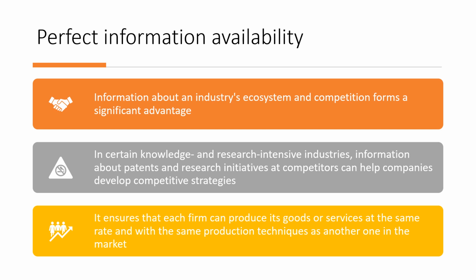Over to perfect information availability. Information about an industry's ecosystem and competition forms a significant advantage. For example, knowledge about component sourcing and supplier pricing can make or break the market for a certain amount of companies. In certain knowledge and research intensive industries such as pharmaceuticals and technology, information about patents and research initiatives at competitors can help companies develop competitive strategies and build a moat around their products, really.